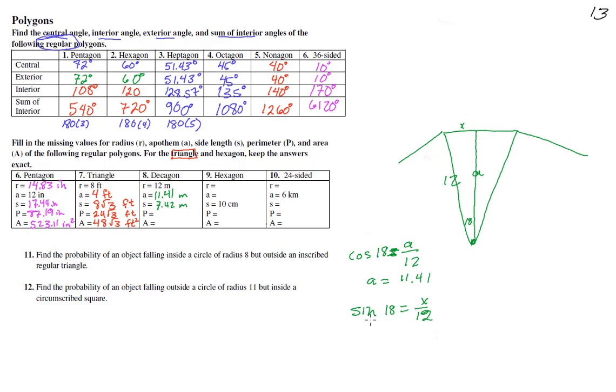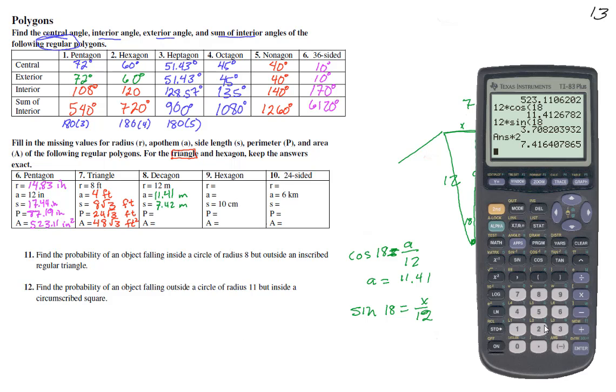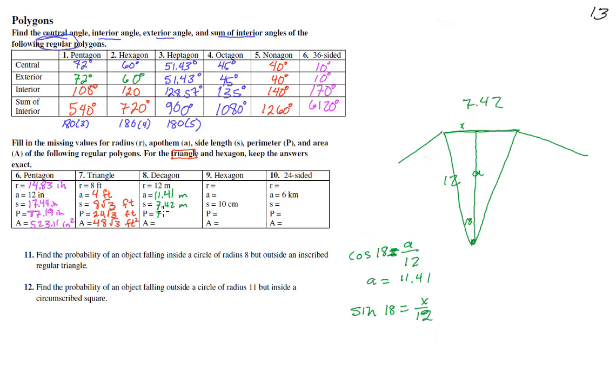7.42 meters. Now the perimeter. Remember, we now have the side length, which is 7.42, and we have 10 of those sides. So we take that and times it by 10, and that gives us 74.2. Well, I knew that. I could have done that without the calculator.